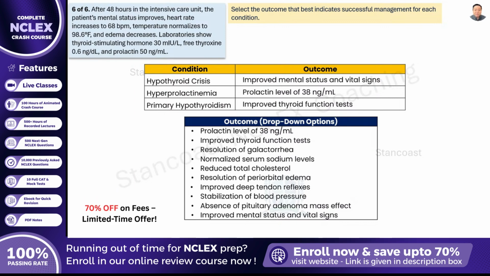And stabilization of blood pressure, well, not really, because the blood pressure here can fluctuate. But then again, the lab values are more reliable for tracking the patient's improvement from their hypothyroid state. And if you selected absence of pituitary adenoma mass effect, this is not part of primary hypothyroidism. This is a different problem entirely.